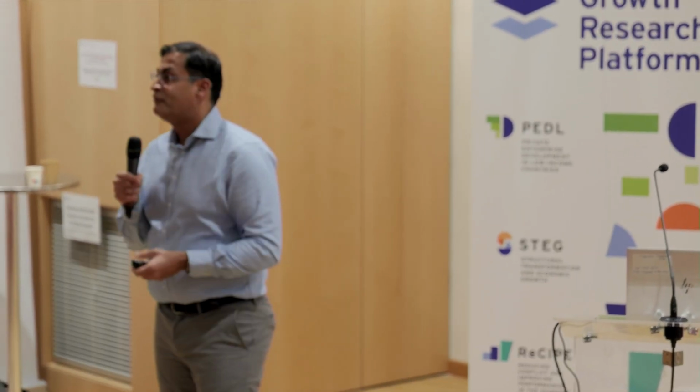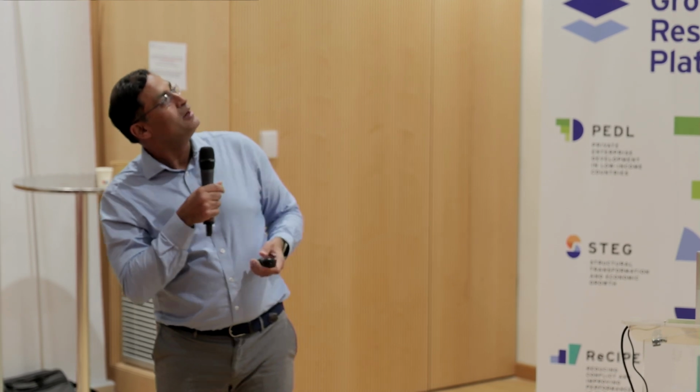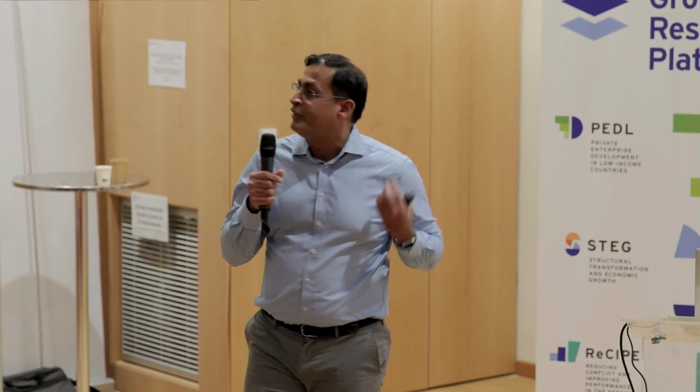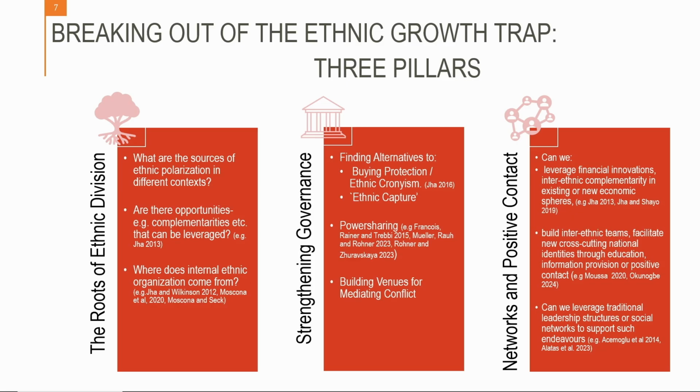So this is actually my final slide, but it's a kind of busy one. The way we think about it is that there are 3 pillars that we want to explore in this theme. One is, what are the roots of ethnic division? And what are the sources of ethnic polarization in different contexts? And how do those historical sources actually affect the opportunities that different countries and places have for breaking out of the ethnic growth trap?